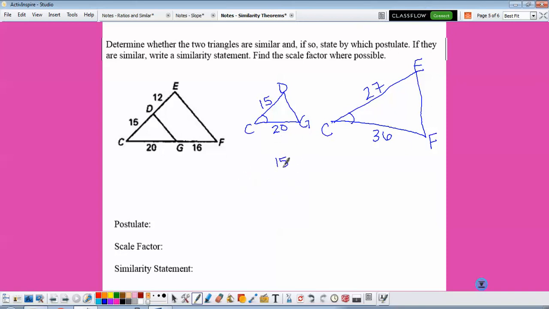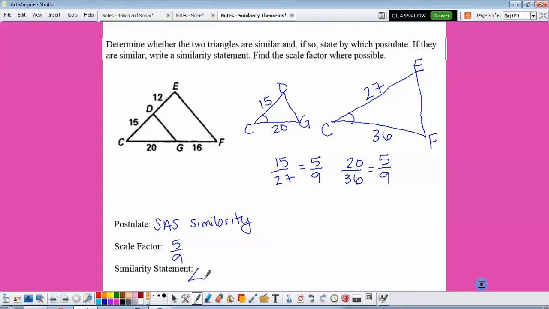So 15 over 27 simplifies to 5 over 9. So now we need to check and see if 20 over 36 simplifies to the same amount, which it does. That's also our scale factor. So since the sides are proportional and we know the angle in between them is congruent, it's side-angle-side similarity. And we can write our similarity statement. Triangle CDG is similar to triangle CEF.